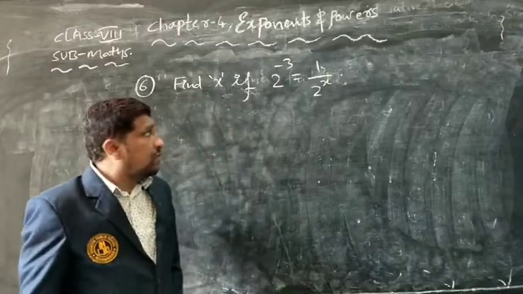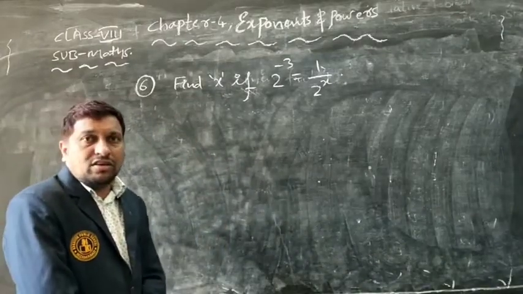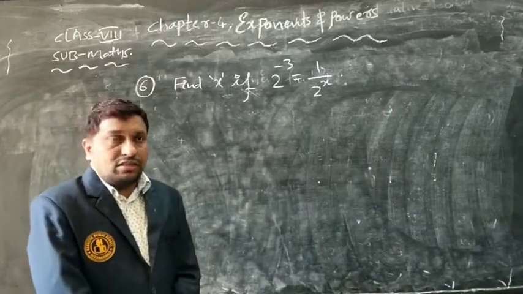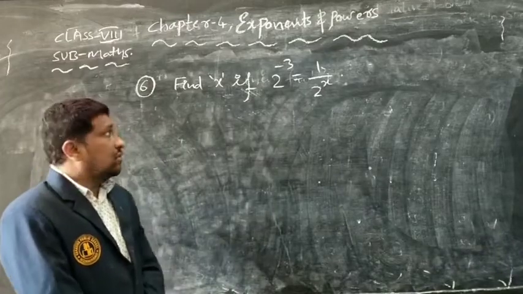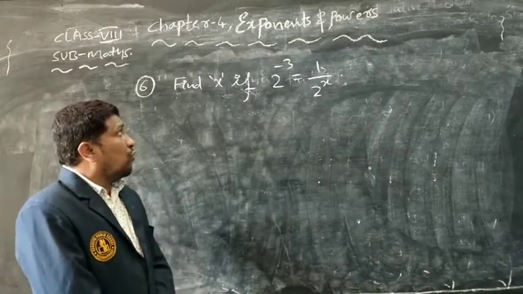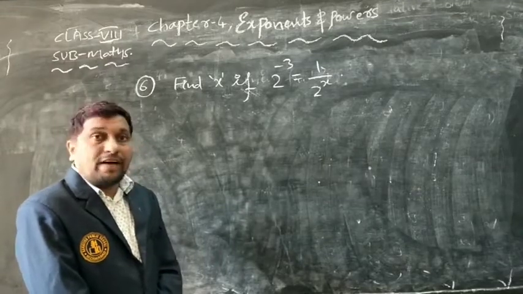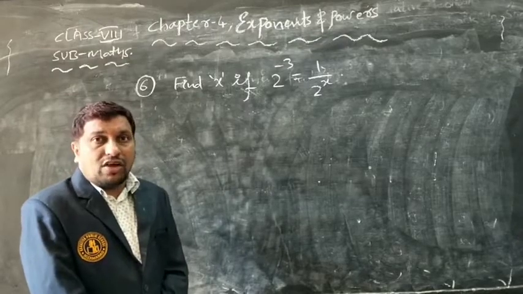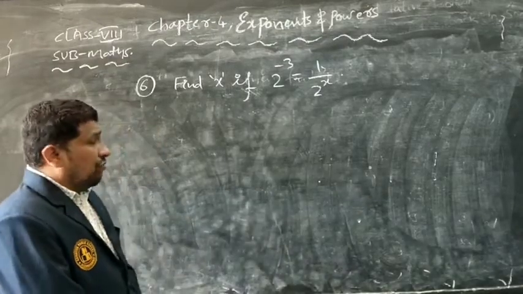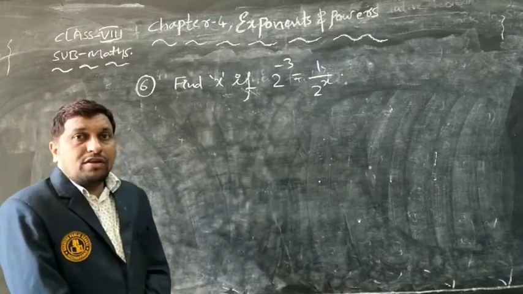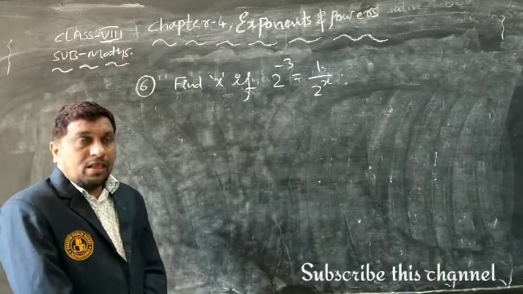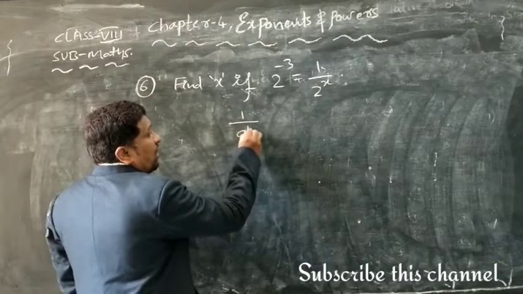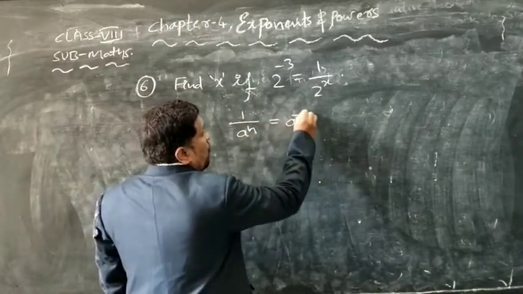Okay, go for the sixth problem. Find the x value. This is one more type of exponents and powers. Find the x value if 2 to the power of minus 3 is equal to 1 by 2 to the power of x. So we have to find the value of x. In this problem, we can use one law of exponents. What is that formula? 1 by a to the power of n is equal to a to the power of minus n.